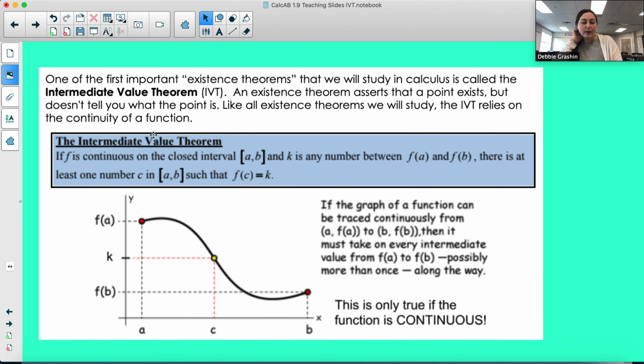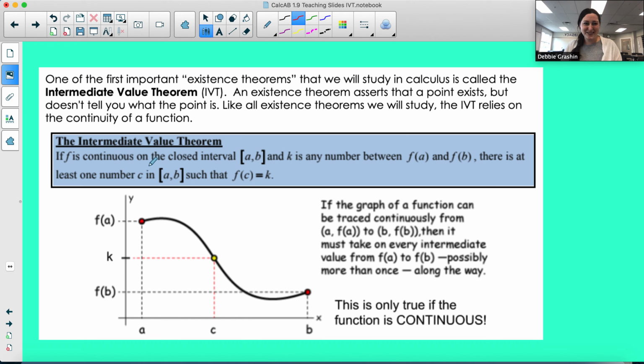All right, so this lesson is on what's known as the intermediate value theorem. It's the first of three main existence theorems that we're going to study in calculus. An existence theorem just asserts that a point exists in a certain domain, but doesn't necessarily tell you what that point is. It just says this point does exist. First thing to note is that there's a condition to the theorem, and if that condition is met, then the theorem is true.